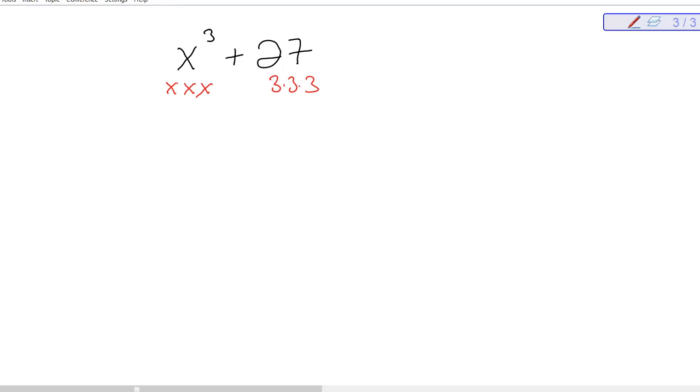What's going to happen whenever I break up a cube plus a cube or a cube minus a cube is I'm going to have the first set of parentheses with 2 blanks, and the second set of parentheses is actually going to have 3 blanks. This is where we differ between the squares and the cubes. Squares are going to have 2 blanks and 2 blanks. Cubes are going to have 2 blanks and 3 blanks. This is what I like to call the football play, and you'll see why after I finish what happens.